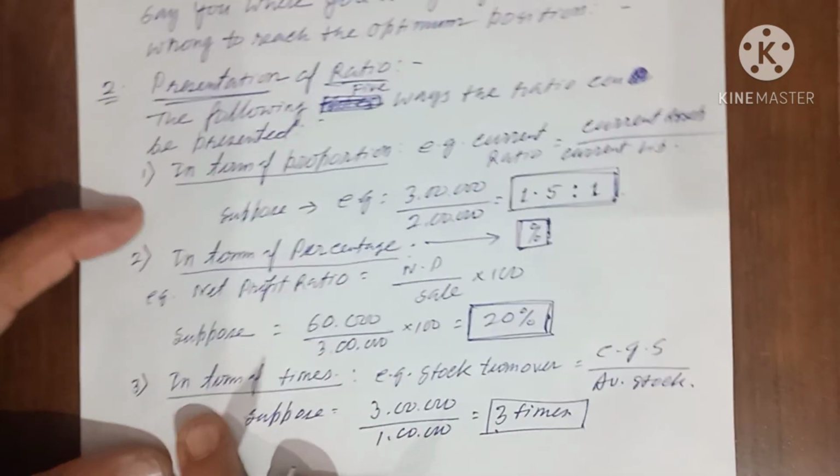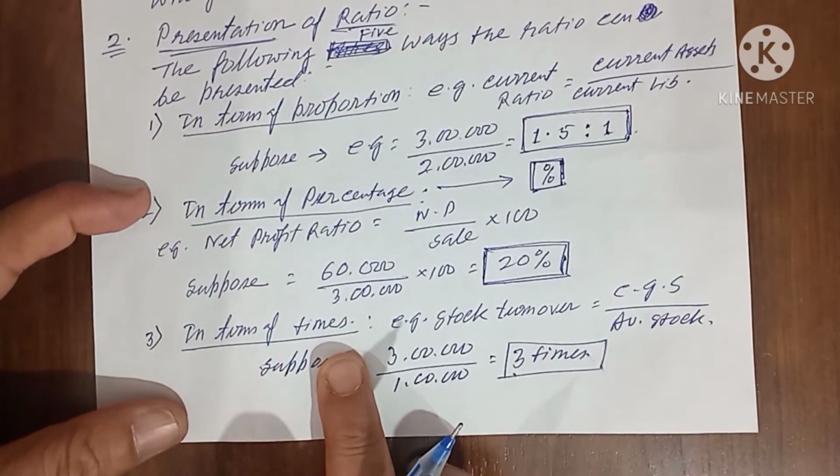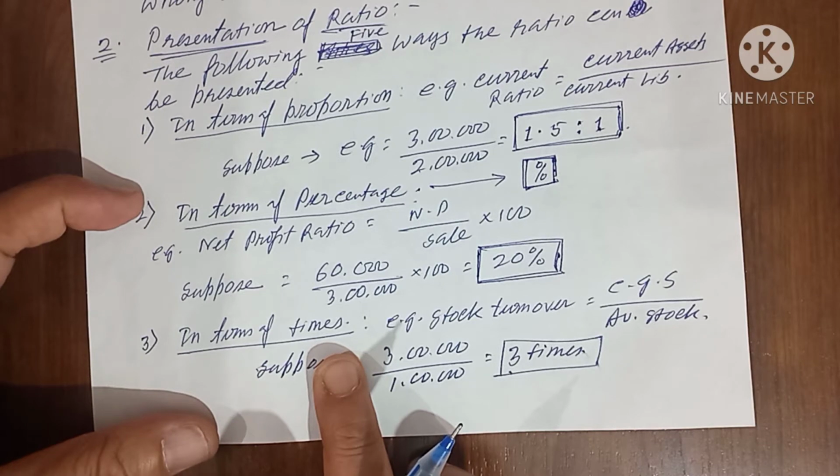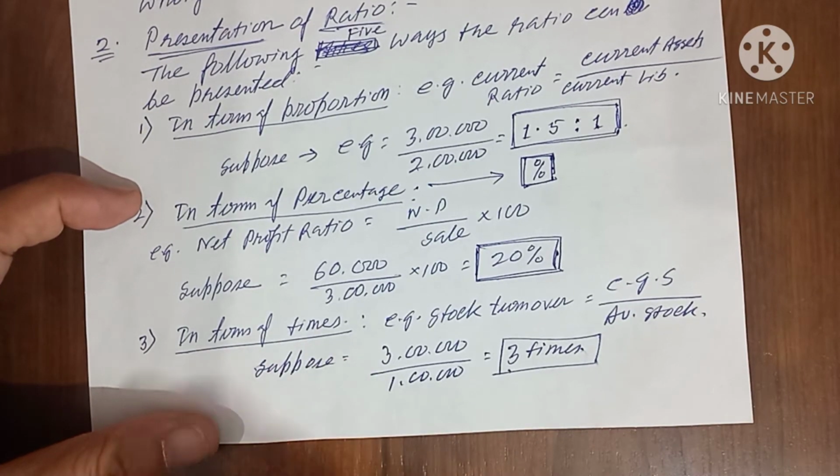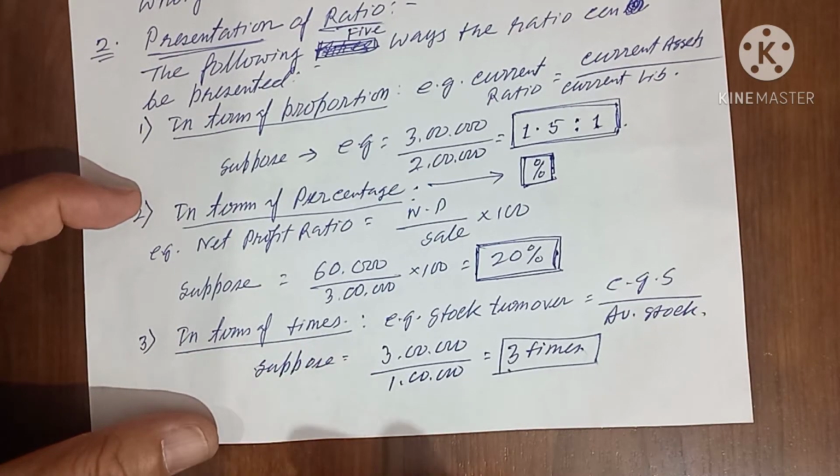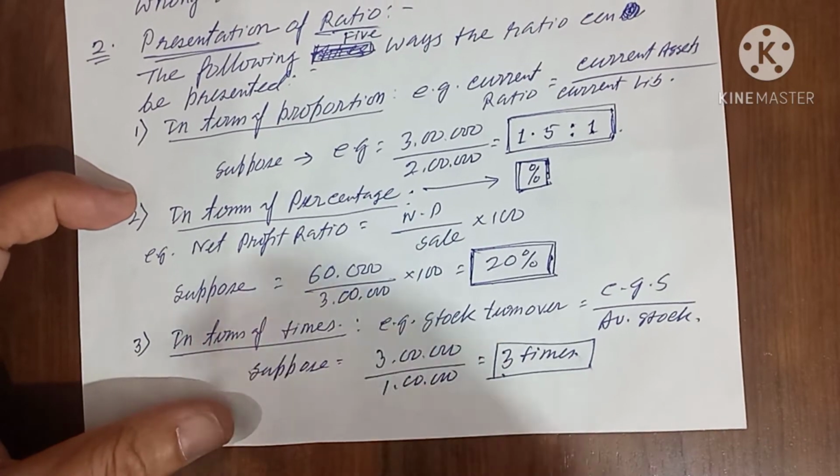Clear? The third one is in terms of time. It can be expressed in terms of times also. How? 3 times, 4 times, 6 times, 1 time, 2 times. Times means multiply.